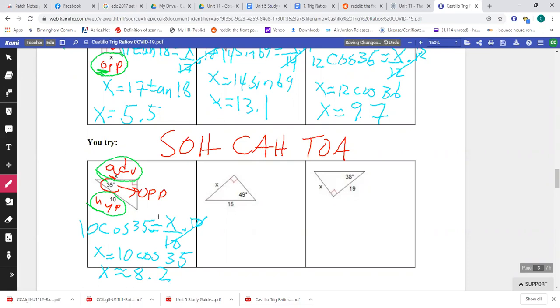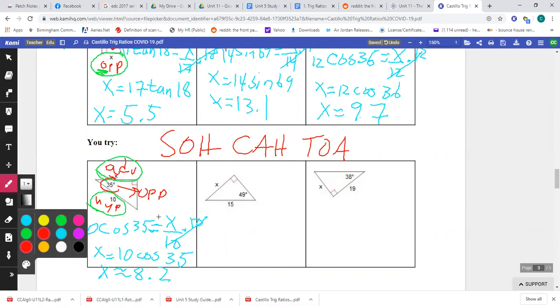Okay. And I'll do this other one just in case you were able to get to this one. Once again, angle of focus is 49. So across the 90-degree angle, that's your hypotenuse. Across from the angle is your opposite. This is the adjacent. So this time they give me the hypotenuse. I'm looking for the opposite. So opposite and hypotenuse, that's sine.